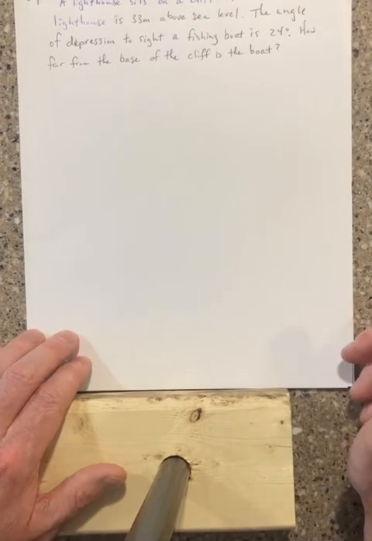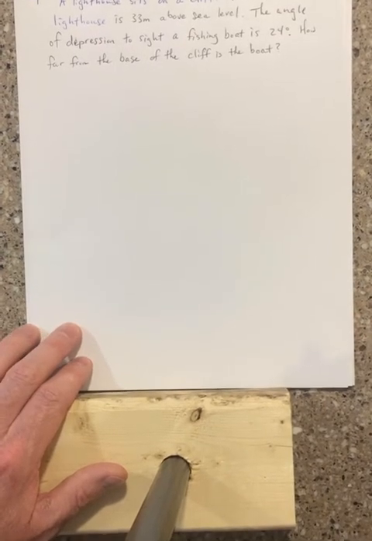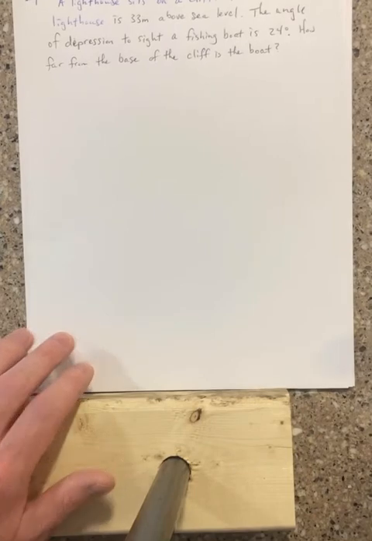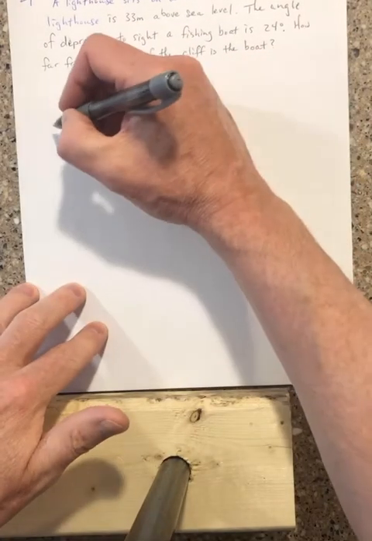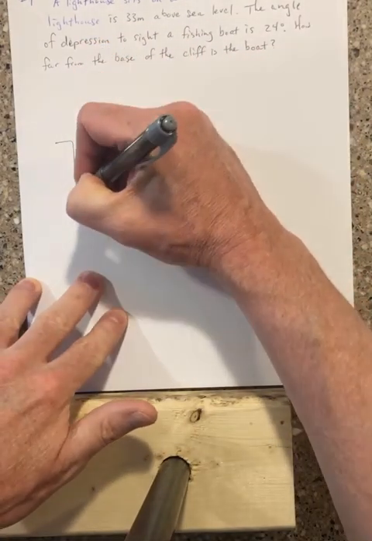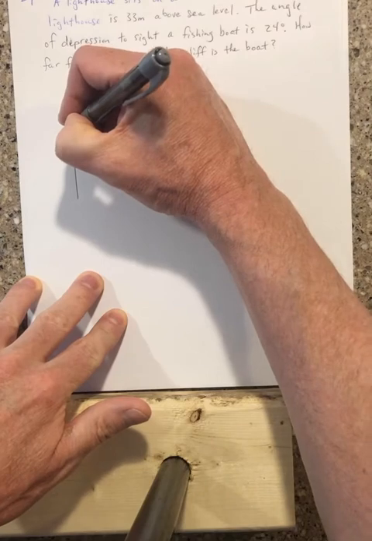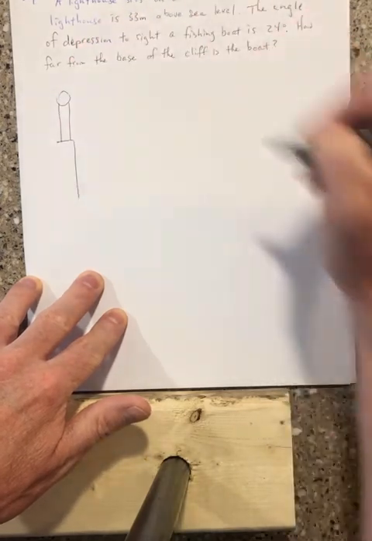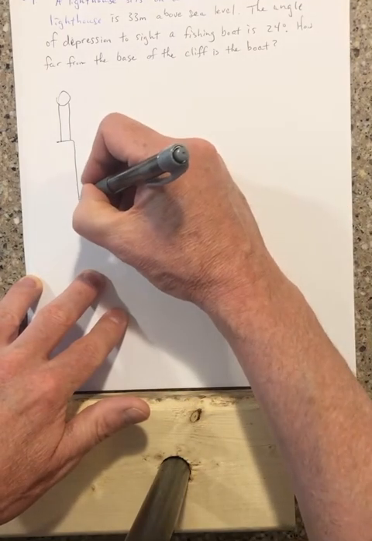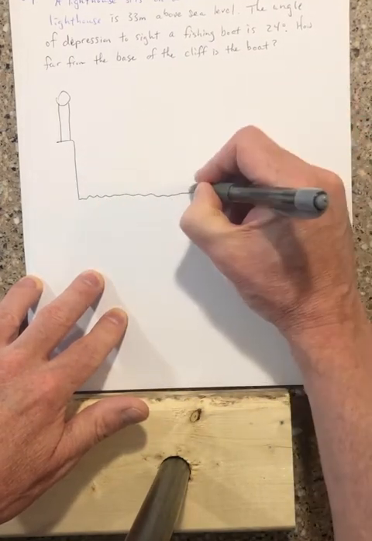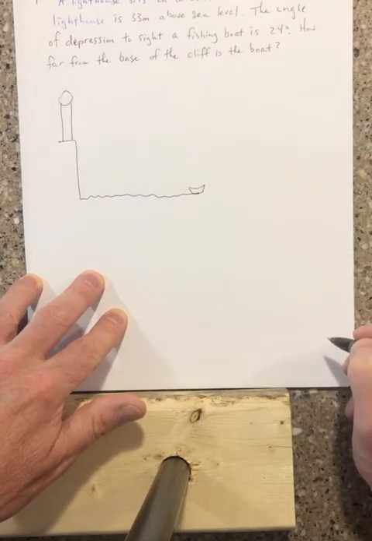First of all, the first thing we should do is draw a diagram so we can picture this. And of course, this is right angle trigonometry. So what we want to do here is make sure that we are drawing out a right angle triangle that we can apply trigonometry to. So I'm going to draw a cliff here, and I have a lighthouse on top of the cliff. It's a pretty bad lighthouse. And we know we have some water, and we know we have a fishing boat.